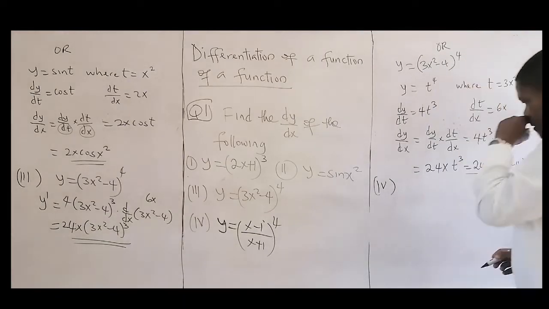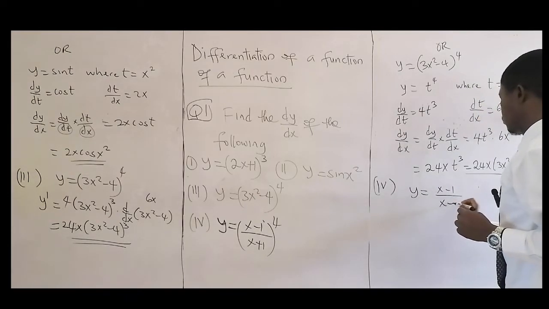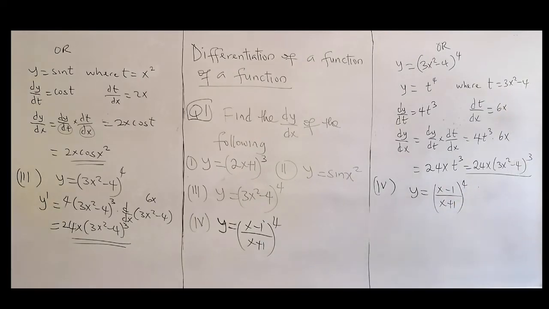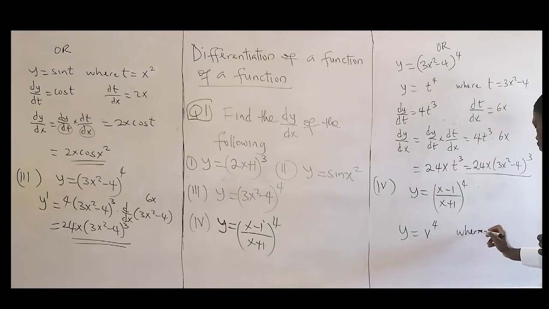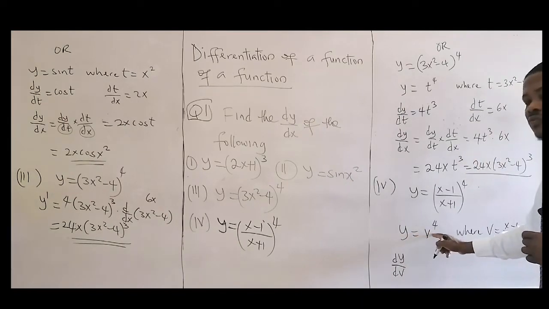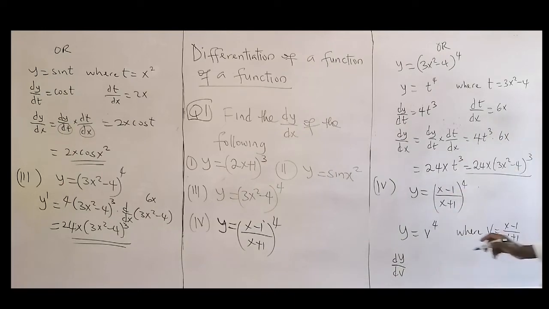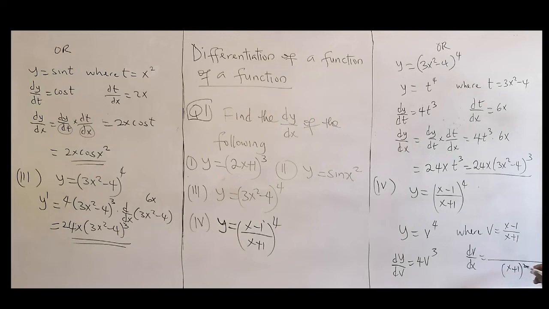The fourth one is going to be y equal to ((x minus 1) over (x plus 1)) to the power 4. In that case, if we are substituting for the expression, we are using v to the power 4, where v is (x minus 1) over (x plus 1). So y is a function of v and v is a function of x. You can see functions of functions. So dy/dv will be equal to 4v cubed. And dv/dx will be equal to what? I'm going to use the quotient rule. It's a fraction. So this is (x plus 1) squared, and this is the x plus 1. The derivative of this one is 1, minus the numerator x minus 1, the derivative of this one is also 1.